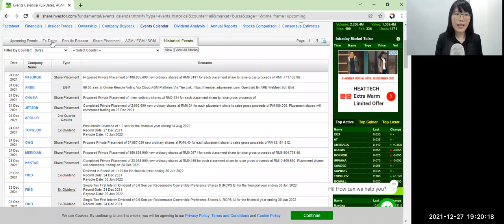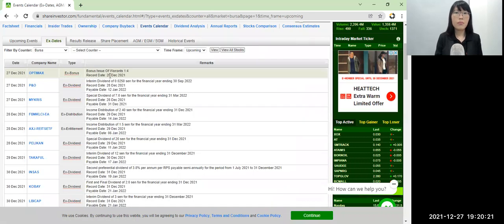So the next one is X date. You can see when the X date of the bonus issue is for all the companies. For example, Optimax bonus issue X date is on 27th of December. Based on this, you can see all the X dates for bonus issue, X dates for dividend, X dates for entitlement for all the stocks, and so on. So you know when the X date is. Now, let us go to the next one, dividend analysis.